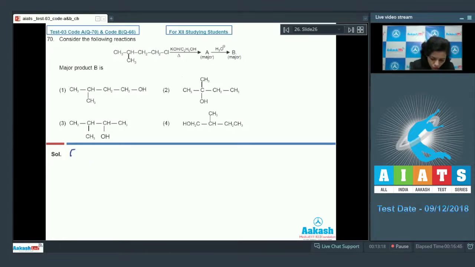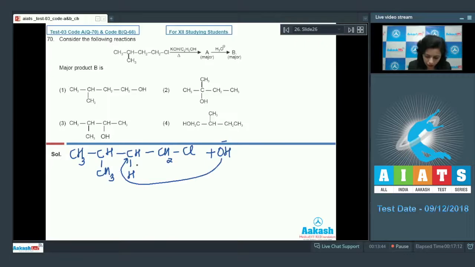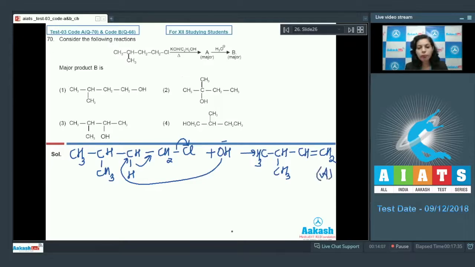Let's check what will happen during this reaction. And the reagent is the nucleophile that will attack over here. So in this carbon it will attack. There's the shift of electrons, and ultimately here's the formation of the product that is an alkene, because these electrons are also shifted. So finally this product is formed. This is product A.